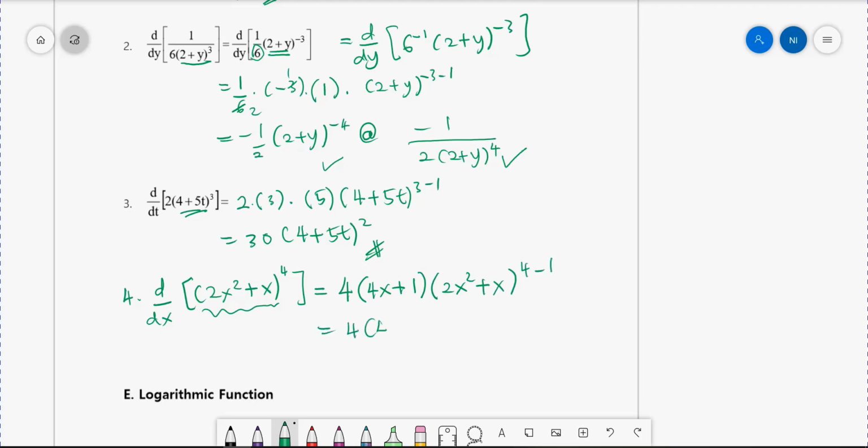You don't have to expand the function at the front. Just leave it. You don't have to expand this part. Do not expand this. Just leave it. So your final answer is 4 times (4x plus 1) times (2x squared plus x) to the power of 3. Okay, that's all for this video. Thank you.